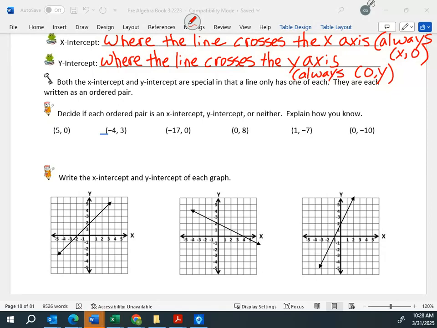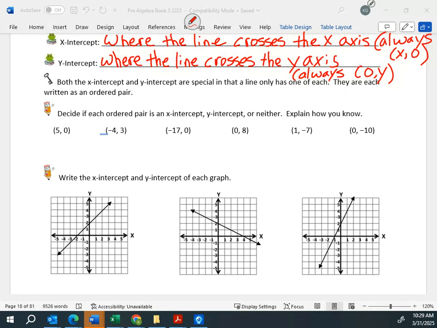It gets confusing sometimes because people think x-intercept, x is 0. But no, it's the y is 0, so that line crosses right at that x-axis. The y-intercept, the x is 0. So both the x-intercept and the y-intercept are special in that a line only has one of each. So that line, as it's going straight across our coordinate plane, it's only going to cross that x-axis at one spot. It's only going to cross the y-axis at one spot. They are each written as an ordered pair, with that 0 being in there.